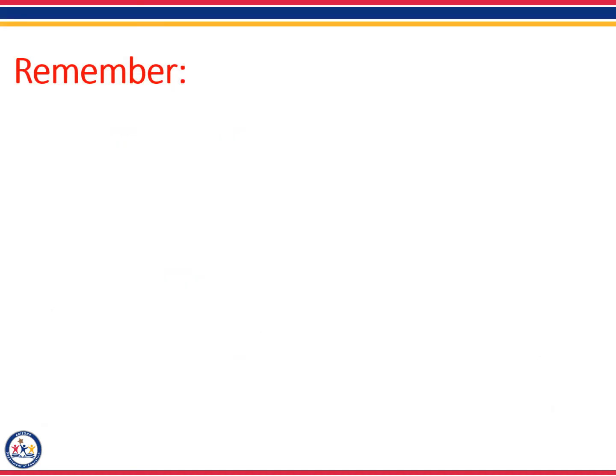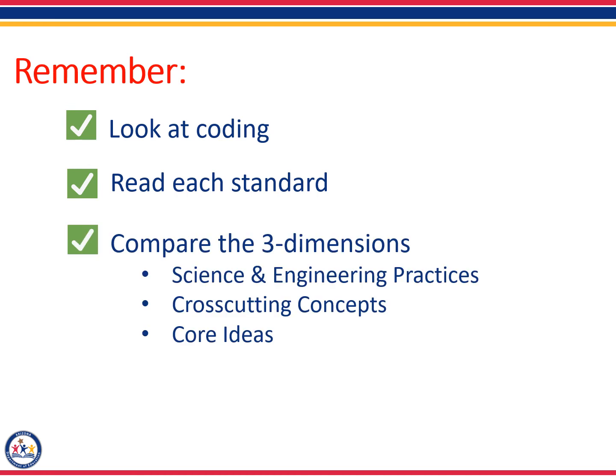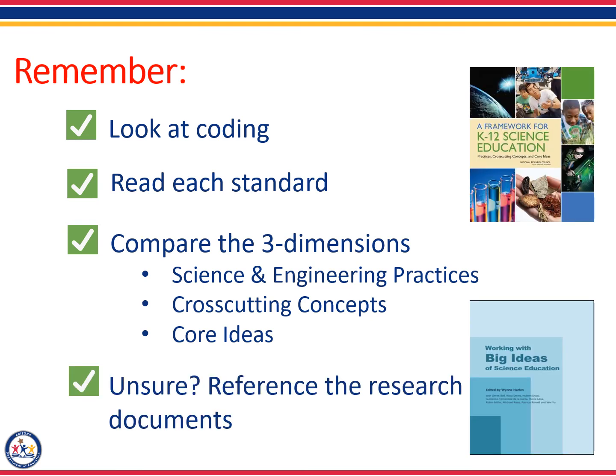To summarize what we have just discussed in this video, please remember that when you are searching for resources that support our new Arizona Science Standards, you need to start by comparing the 3 dimensions within the standards to see if they match. Start by looking at the coding, then read each standard, compare the 3 dimensions including the science and engineering practices, cross-cutting concepts, and core ideas, and when in doubt, please reference the research documents to learn more about the individual standards.